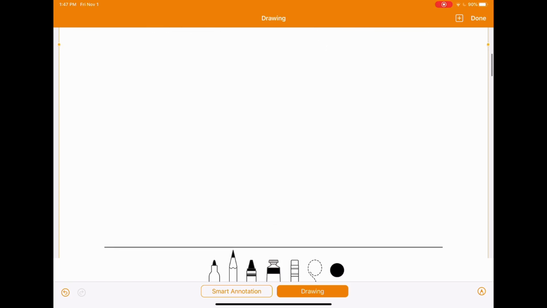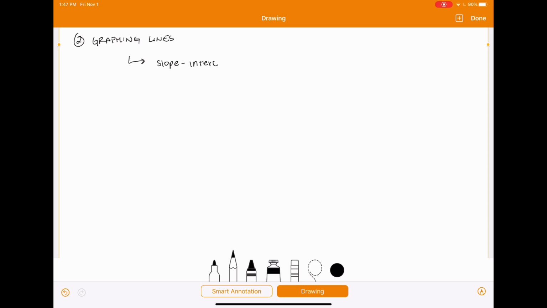Alright, so let's go ahead now and talk about graphing lines. So the first thing we want to look at is slope intercept form. Now that's going to be a line given in this form, y equals mx plus b, where m is the slope and b is the y-intercept.